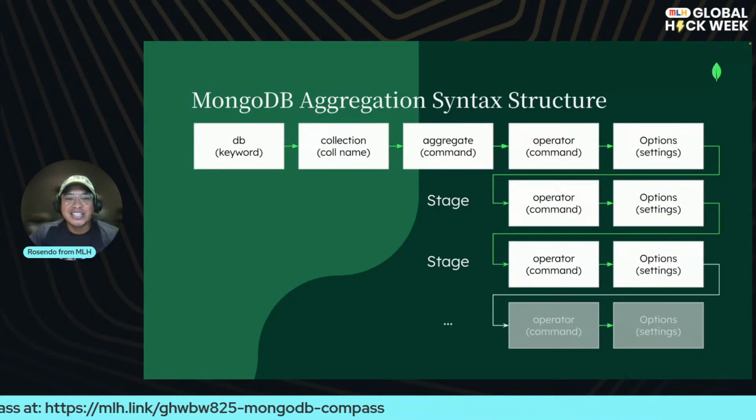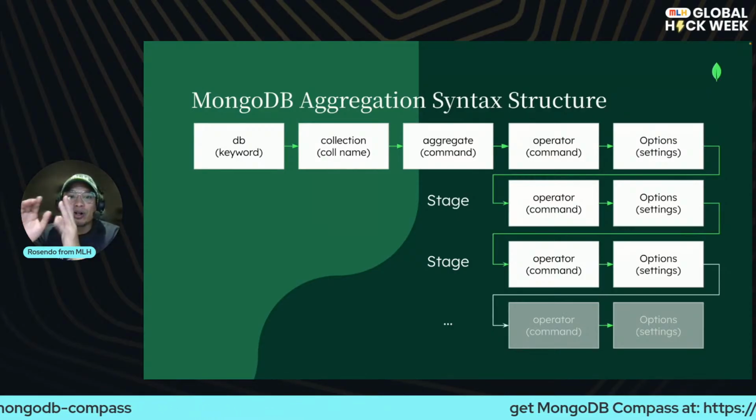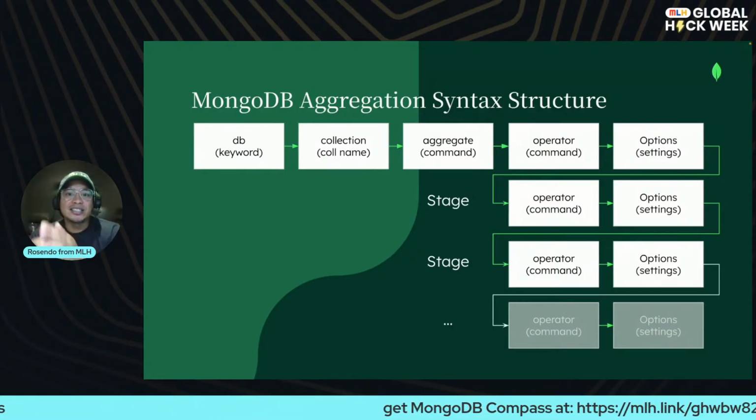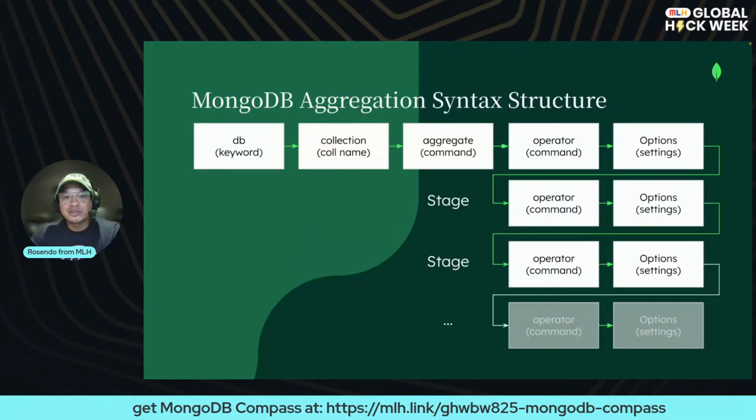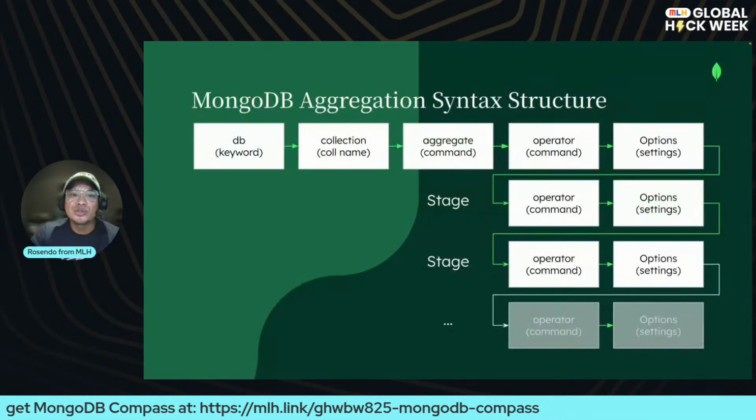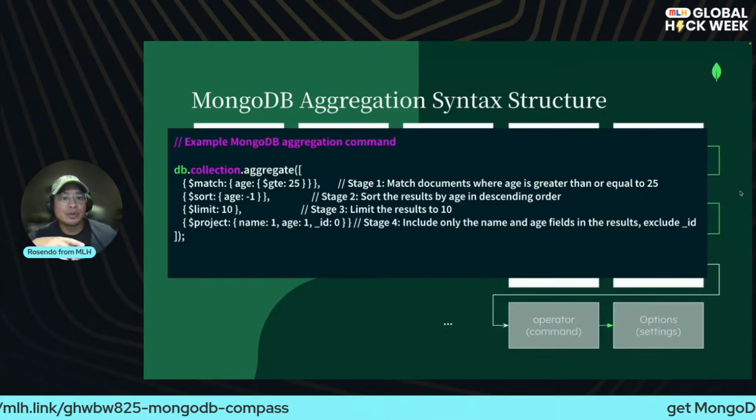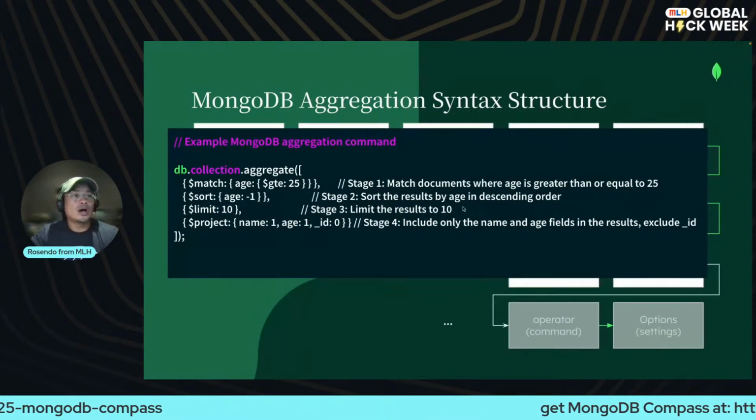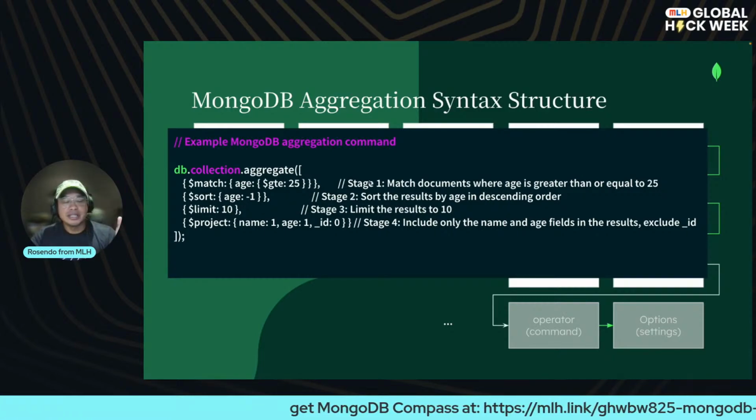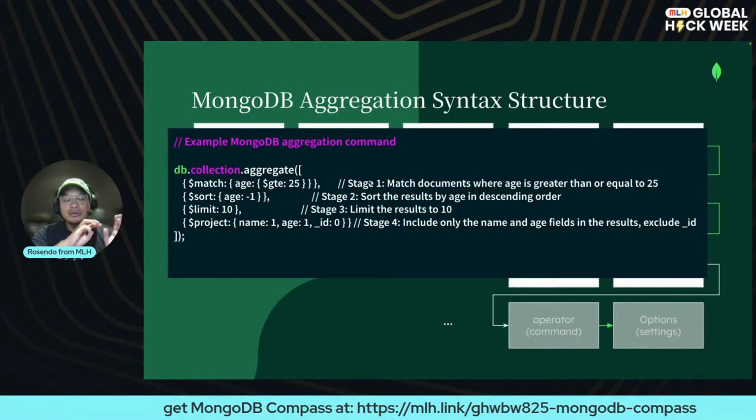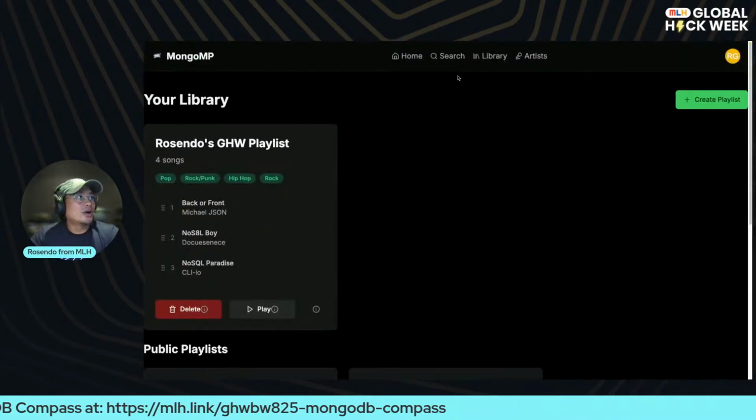To run an aggregation pipeline, you build an array with all of the steps, all of those stages, and then you just run it using an aggregate method. You will do this using your programming language of choice, sending the pipeline to the server to be executed. So this is an example of what that would look like if you wanted to have this aggregation pipeline done within your code base. This is how it would look inside of MongoMP.